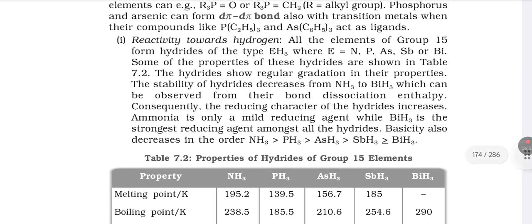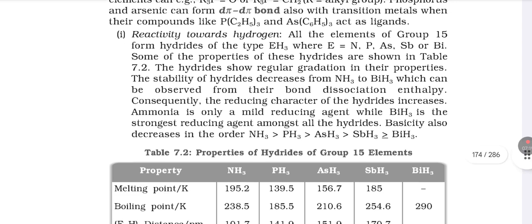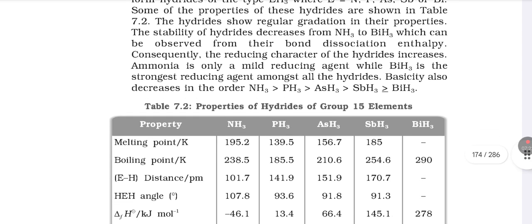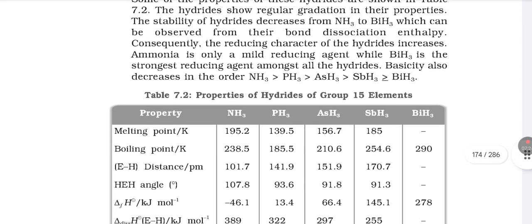Reactivity towards hydrogen. All elements of group 15 form hydrides. Some of the properties of these hydrides are shown in the table. The hydrides show regular gradation in their properties. Stability decreases from NH3 to BiH3. The reducing character of the hydrides increases. Ammonia is only a mild reducing agent, while BiH3 is the strongest reducing agent.